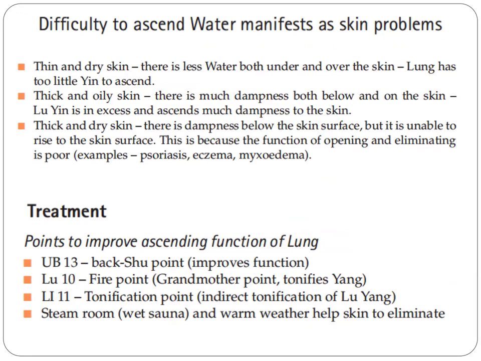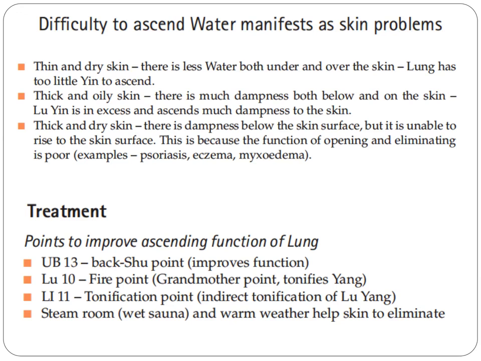So let's take a look at the pattern in which there is difficulty to ascend water, manifesting as skin problems. If you see thin and dry skin, there is less water both under and over the skin. That means the lung has too little yin to ascend. If you have thick and oily skin, there is much dampness both below and on the skin. That means lung yin is in excess and ascends much dampness to the skin.